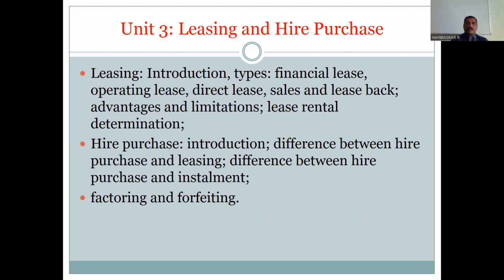Okay, so what are the roles of leasing and hire purchase? Okay, what are the roles of investment bankers in leasing and hire purchase? That's also we have to discuss in this unit number 3.